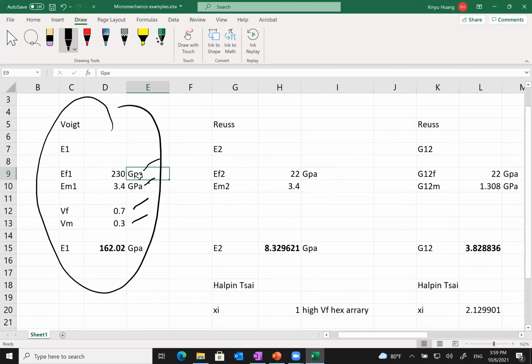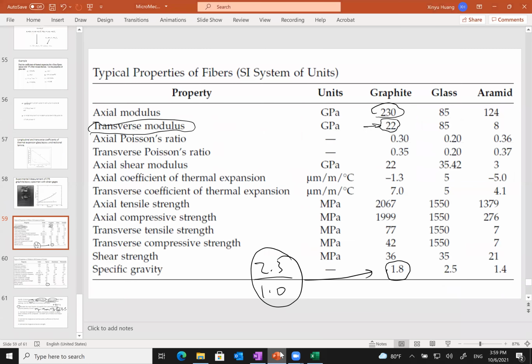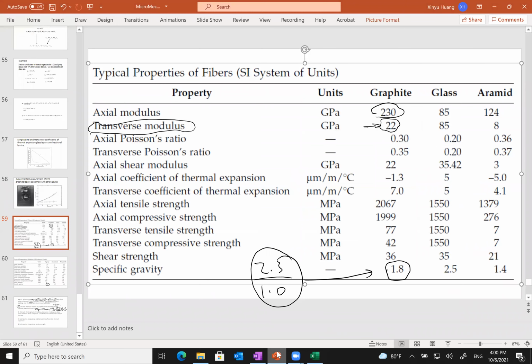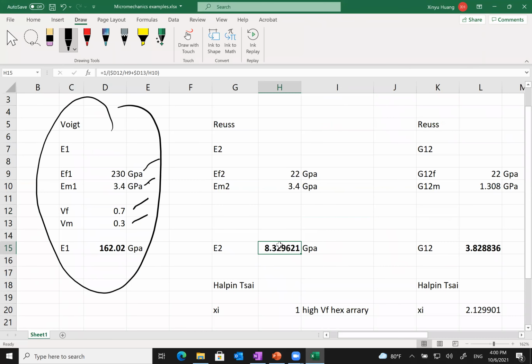All right. And then I can estimate E2 using the rule of mixtures. That will be the Reuss model, because it's series, not parallel. So I started with the fiber property, which is 22. Remember, 22 is this number right here. So the 22 goes here, that's the fiber. Matrix 3.4 gigapascal. And then the rule of mixtures is the Reuss form, which is the inverse form. 1 over E2 equals VF over EF plus VM over EM. Okay. And then I inverted it. This is an inverse of a sum of inverses. That's the Reuss model. This is the number, 8.3 gigapascal for E2 based on the rule of mixtures.